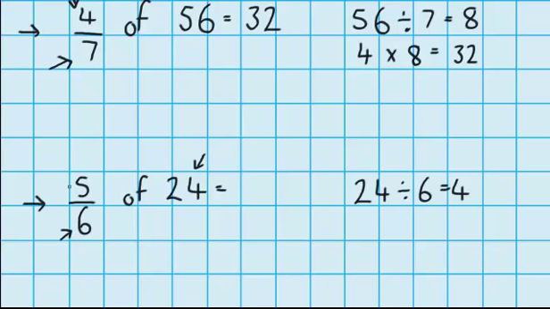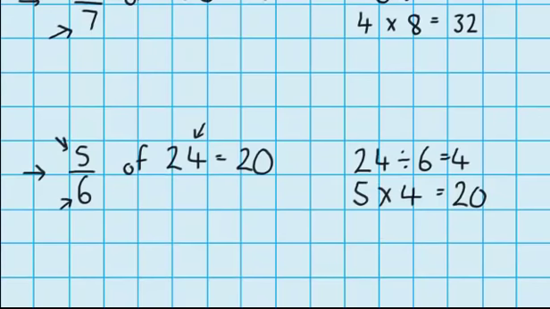Now my numerator tells me I'm interested in 5 of those groups. So 5 groups times 4, which is the number of fence posts in each group, equals 20. So far I must have painted 20 fence posts, or 5/6 of 24 is 20.